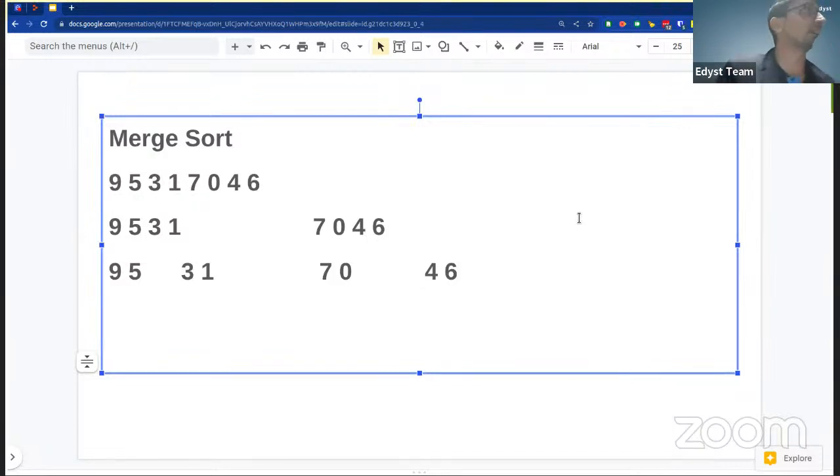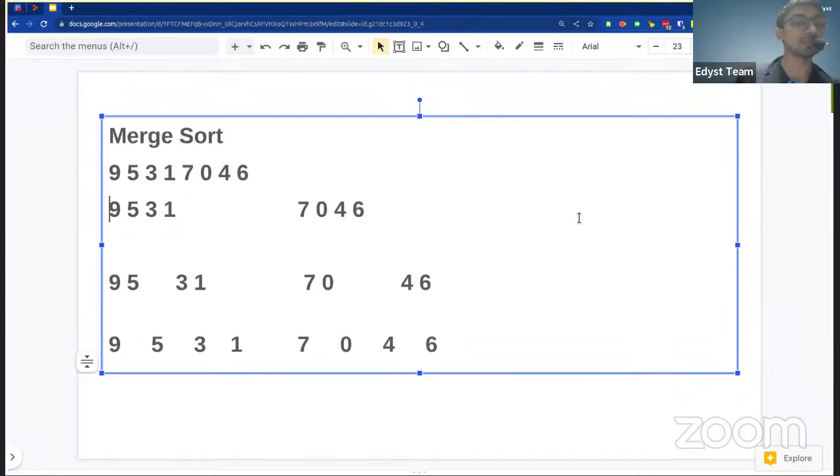Now, how to sort 95? We are saying it's 5, 9, but how to sort it? Again, divide into two. So we have 9, 5, then 3, 1, 7, 0, 4, 6. What happened here? 9 and 5 got split up, 3 and 1 got split up, 7, 0 got split up, 4, 6 got split up. What do I need to do? I need to sort 9, sort 5, and combine both of them. Correct, everybody?